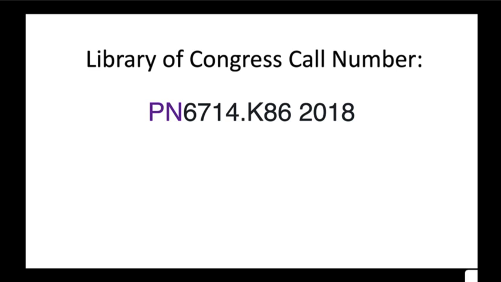First, the letter or letters at the start designate the very general topic of this book. So PN is used for literature in general. Next, the numbers up to the decimal point. These are to describe a bit more specifically within the broader topic what this book covers. In this case, 6714 means this book deals with comic books, strips, etc.